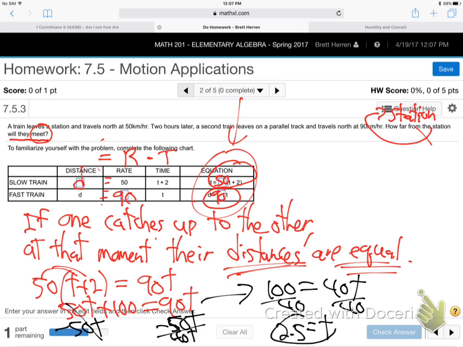That's the answer. 2.5, what is it, hours? Yeah, hours. How do we know hours? Right here. Kilometers per hour. The time unit is hours. 2.5 hours. The faster train will catch up with the slower.